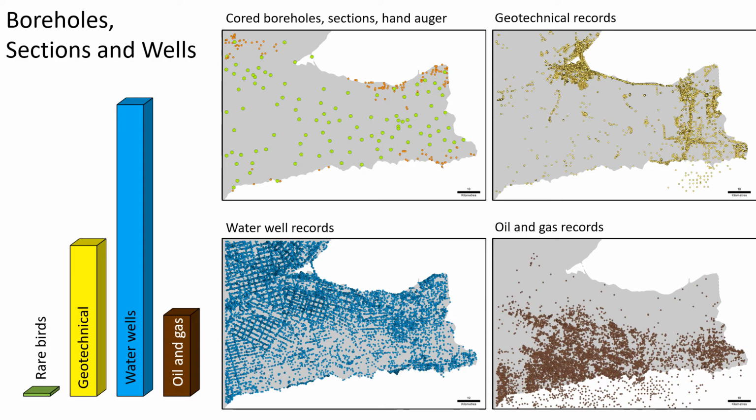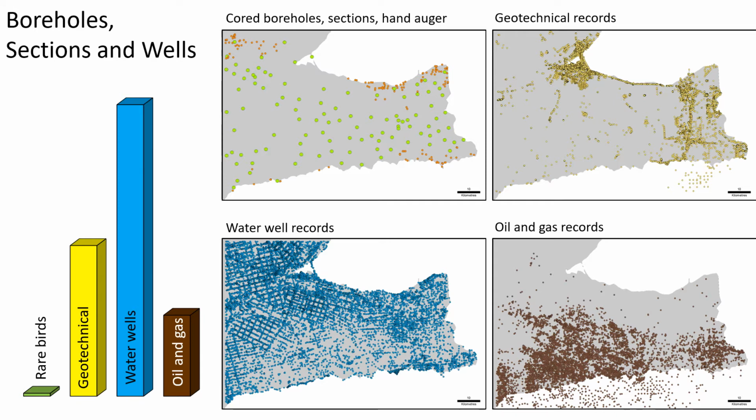Looking at the more than 46,000 records in the Niagara Peninsula, it is clear that we won't get very far if we confine ourselves to only the highest quality data obtained specifically for the project. Remember the guy and his rare birds?